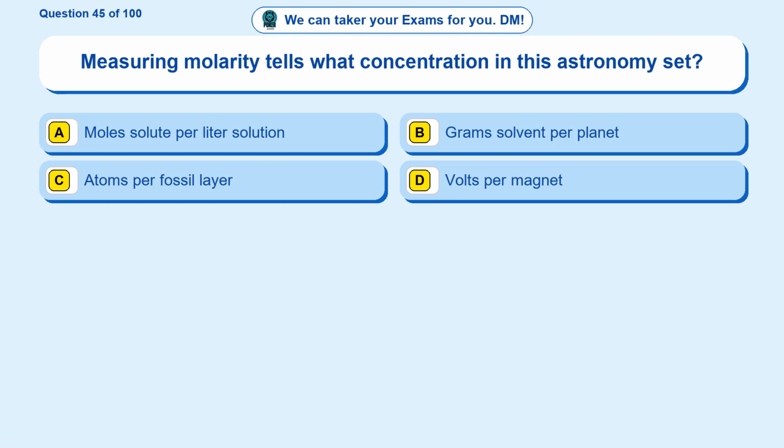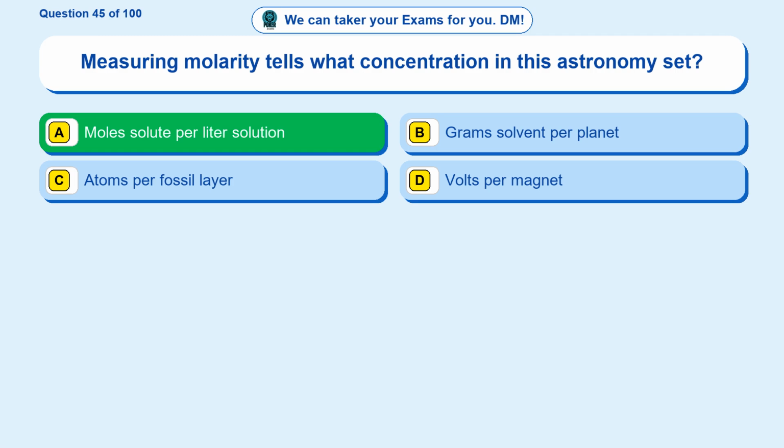Question 45. Measuring molarity tells what concentration in this astronomy set? Option A, moles solute per liter solution. Option B, grams solvent per planet. Option C, atoms per fossil layer. Option D, volts per magnet. The correct answer is option A, moles solute per liter solution.